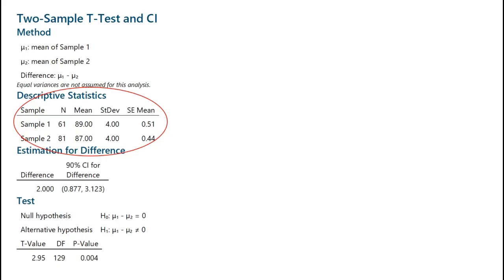So here we have Minitab output. Notice under the descriptive statistics portion is the information from the two samples summarized. Under the estimation for the difference, we have the confidence interval. Notice this confidence interval is very similar to the one that we calculated by hand. There is a slight difference between the two, the main difference being in the degrees of freedom.